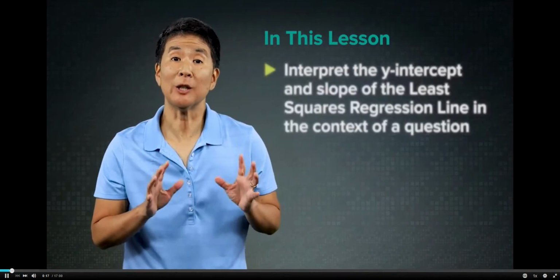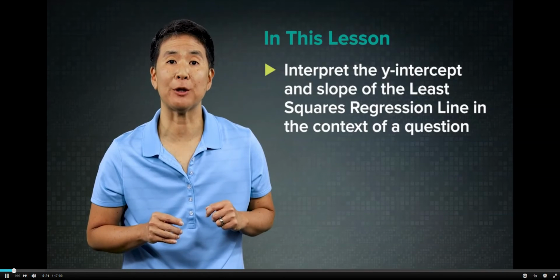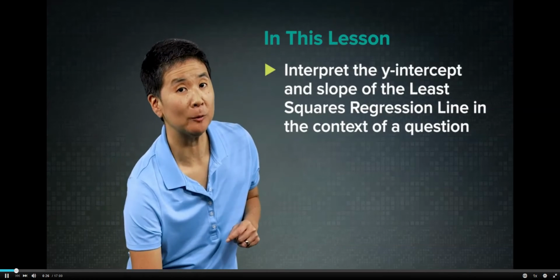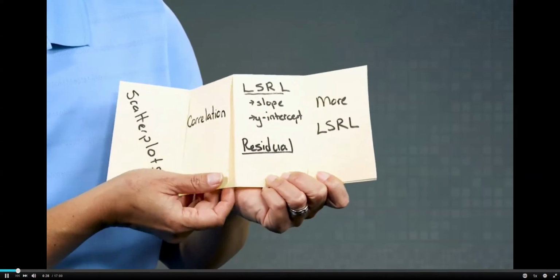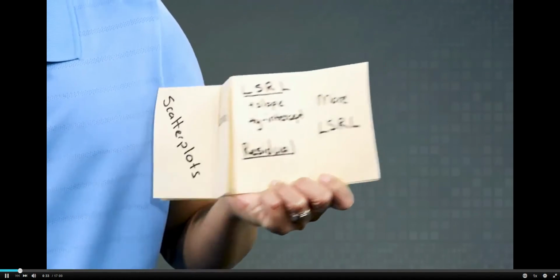In this lesson, you will learn how to interpret the y-intercept and slope of the least squares regression line in the context of a question. Take out your foldable that you created in the lesson on scatter plots. We'll work on this third section here.